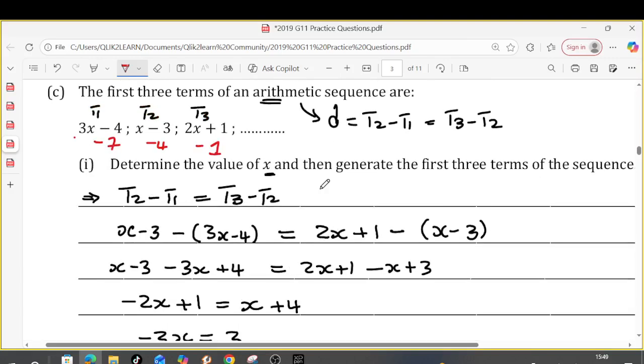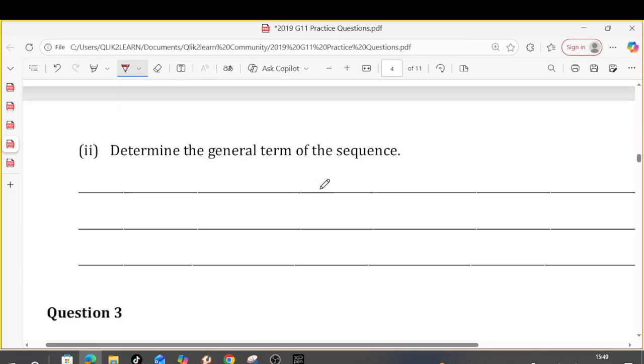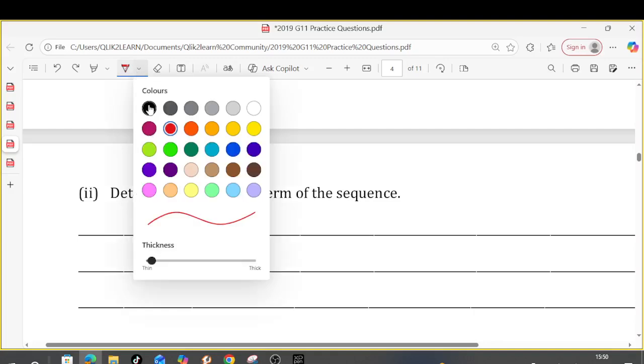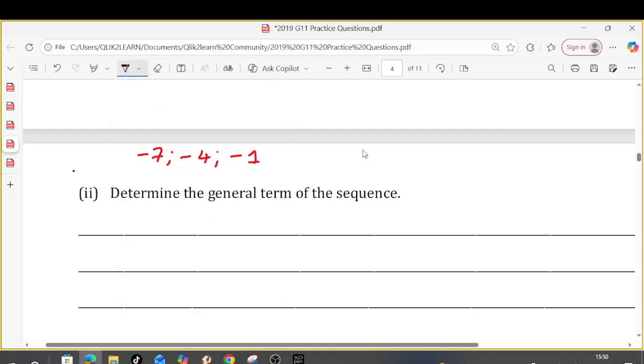Right, now that we have the pattern, they want us to find the general term of the sequence. Remember, our pattern is minus 7, minus 4, minus 1. So this is an arithmetic sequence. It has a constant difference. Which formula do we use? D is equal to T2 minus T1. So the value of D is just term number 2 minus term number 1.